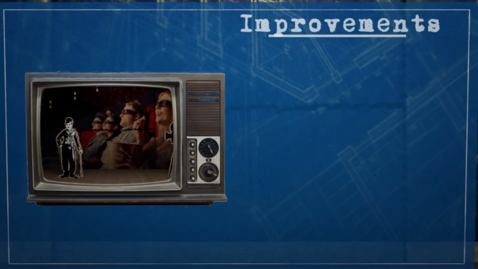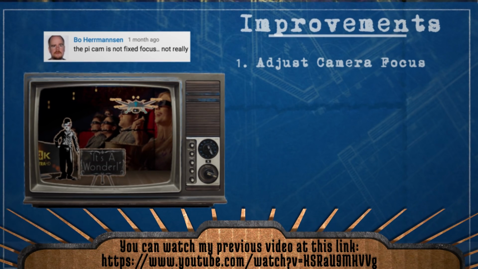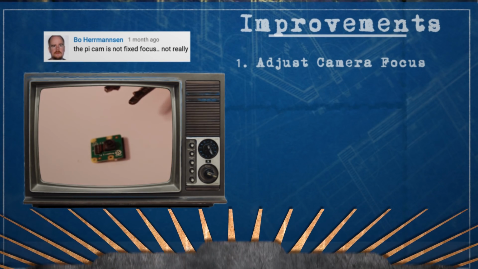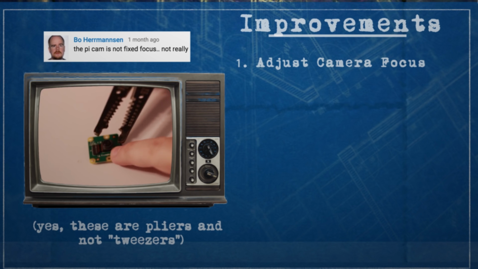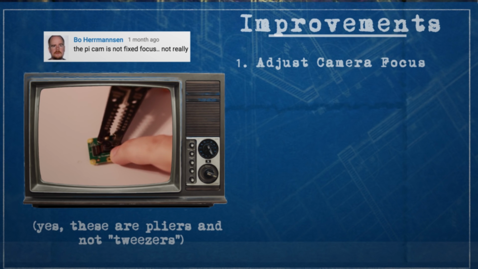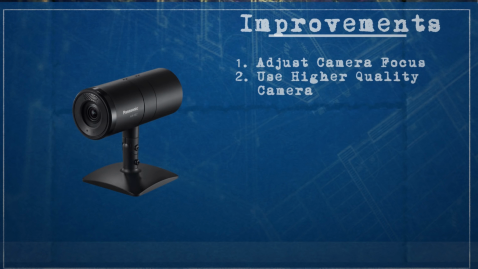And like I stated in my last video, a commenter pointed out that you actually can change the focus of a Raspberry Pi camera. It requires a strong pair of tweezers to slightly twist the small lens, and getting things in focus just right can make a world of difference as far as quality. You're also welcome to use a better quality USB web camera for this project instead of the Raspberry Pi one. But just make sure that it's compatible with the Raspberry Pi.